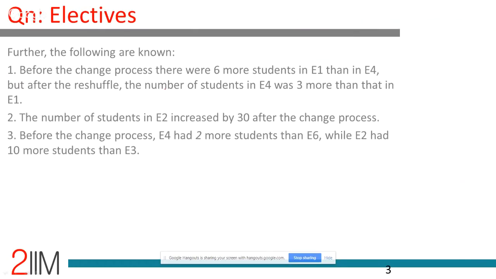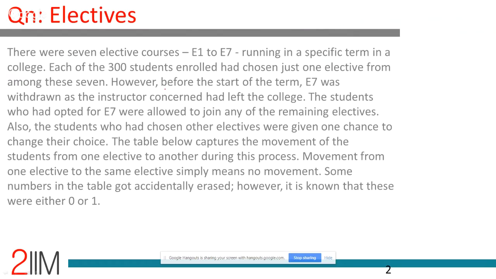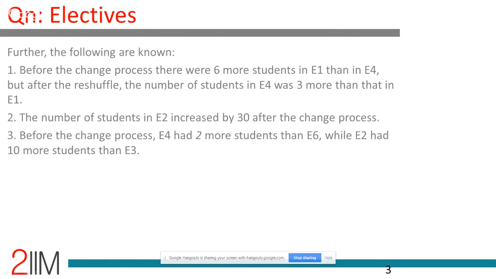Before the change process, E4 had 2 more students than E6, while E2 had 10 more students than E3. And so, a bunch of facts. I don't know which ones we'll start from, what is going to be the most interesting to pick. So when you're given constraints like this, take them in, but don't try to retain everything. The theme is important. And then the data set is important.